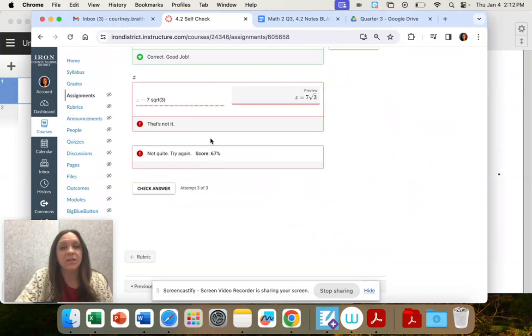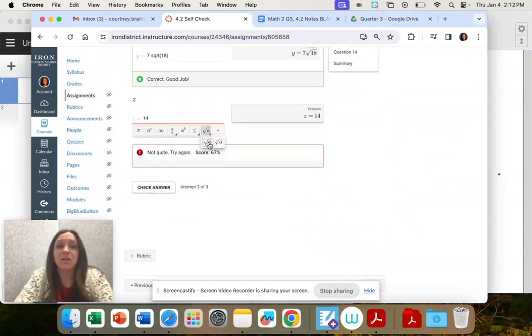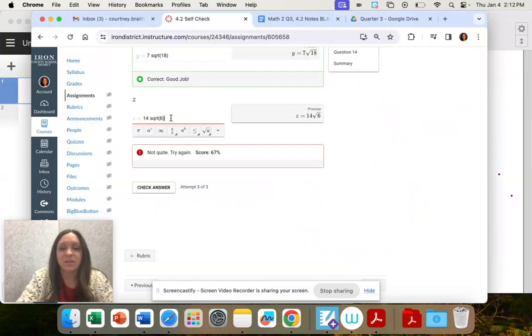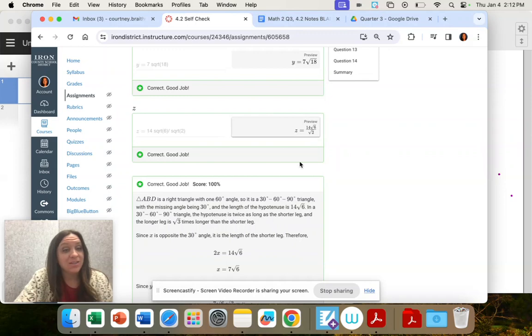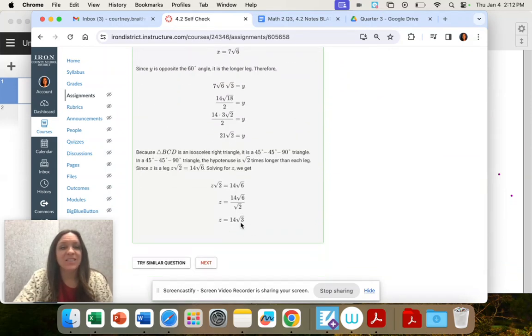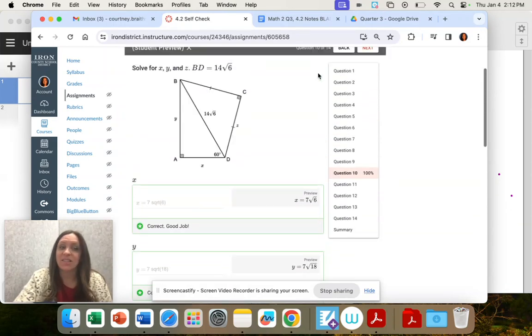It's 14. I only have one more attempt, but I'm so curious if it would let me just leave it as 14 square root of 6 divided by square root of 2. I'm wondering if they make you simplify. They do not. Okay, so I was just typing in the wrong number there. It does simplify down to 3, but you can leave it unsimplified and still get it correct.